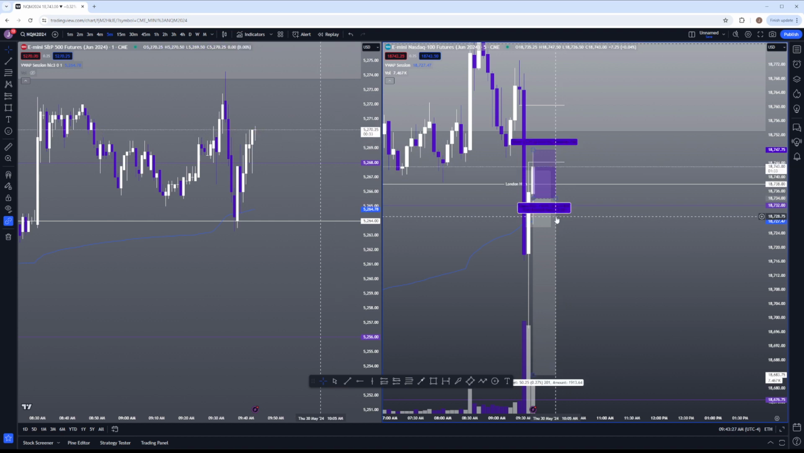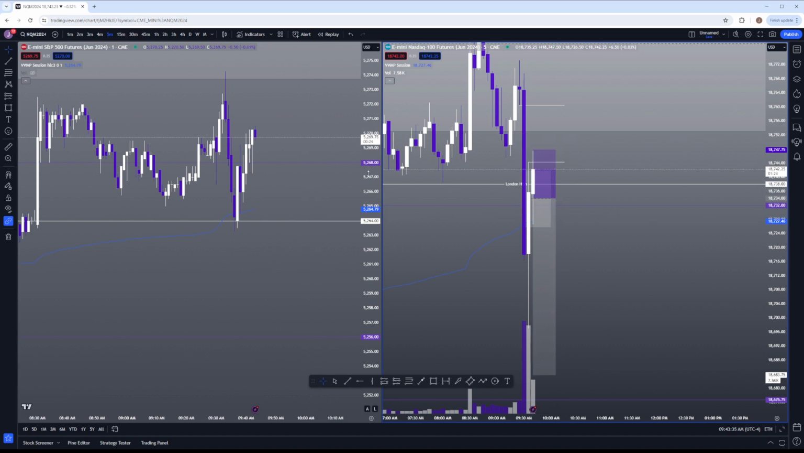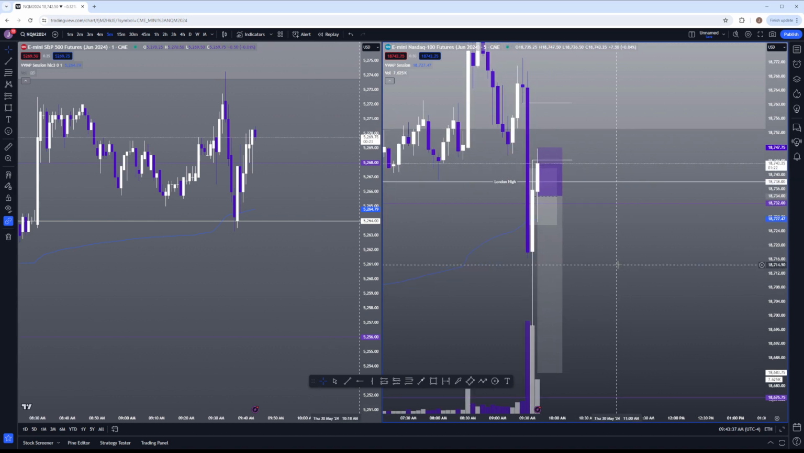Very volatile. We did have news come out earlier this morning. We do have news coming out at 10 a.m. Eastern. We'll see what happens here. Looks like we're going to try to pump right through my stop loss here.